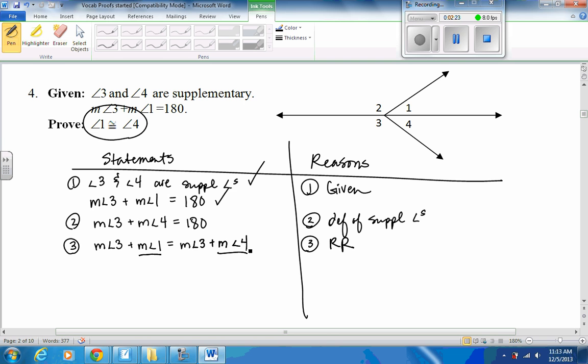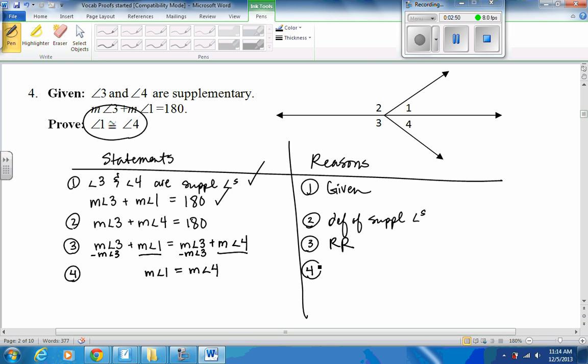Do you see how the 3's are on both sides? What are you going to do? You're canceling them, but really what's happening when you cancel something like that is you're subtracting 3 from both sides of your equation. Measure of angle 1 is left on the left side. Measure of angle 4 is left on the right side. Which postulate, theorem, definition allows us to do that?